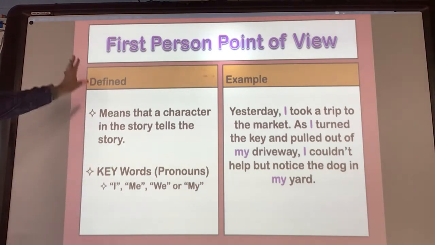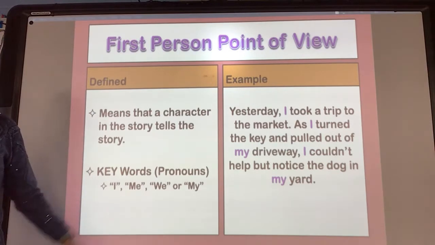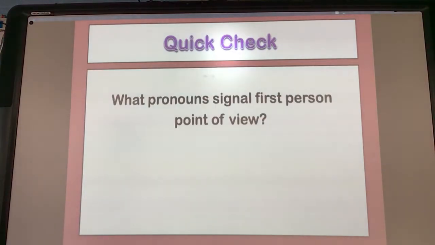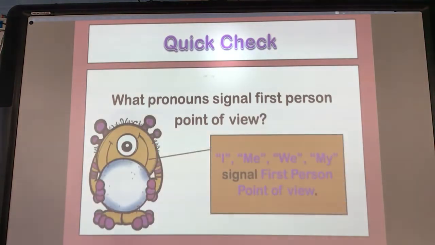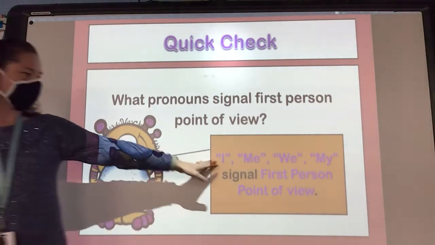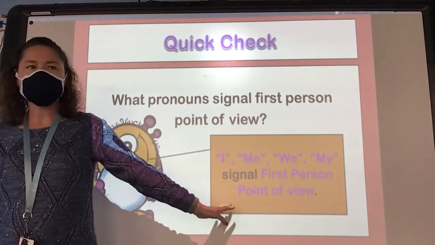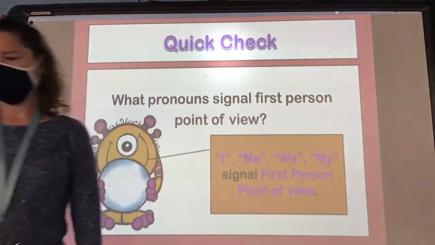Okay, so that one's generally the easiest one for us to figure out. So pronouns signal first person. What pronouns signal that the story might be first person? Nick? Like, I, me, we, or mine. Yep, so here they go. I, me, we, my, us was another one I had mentioned.